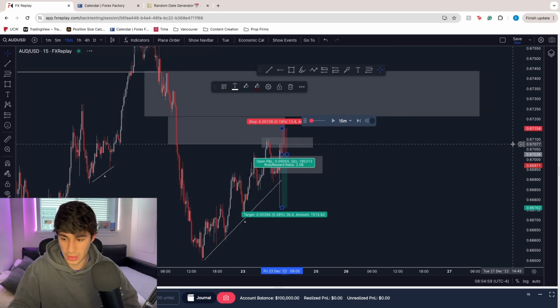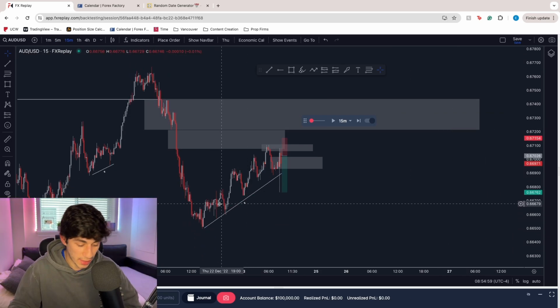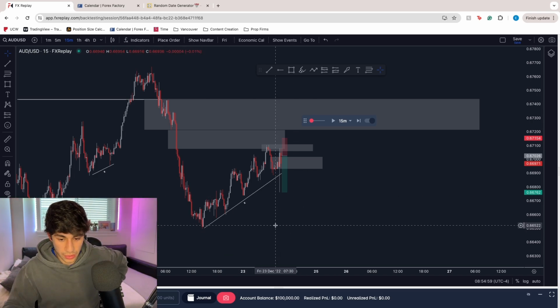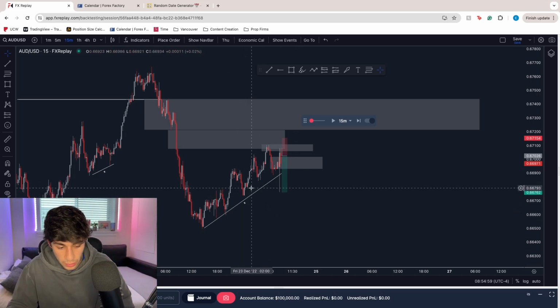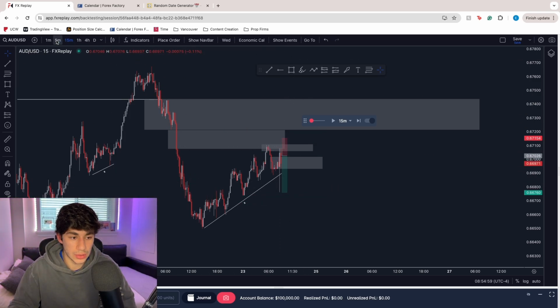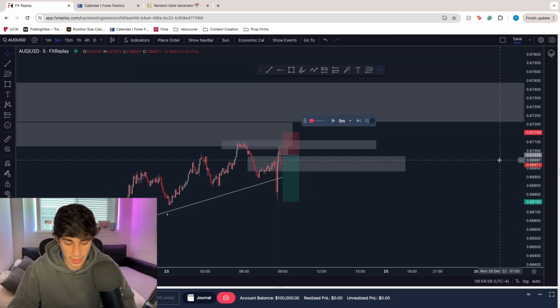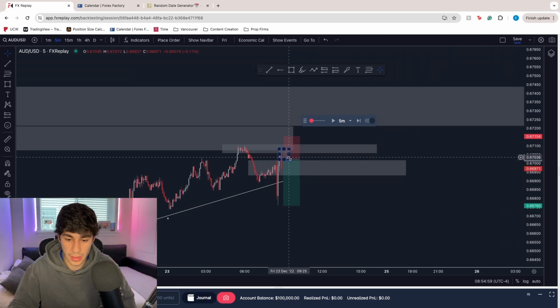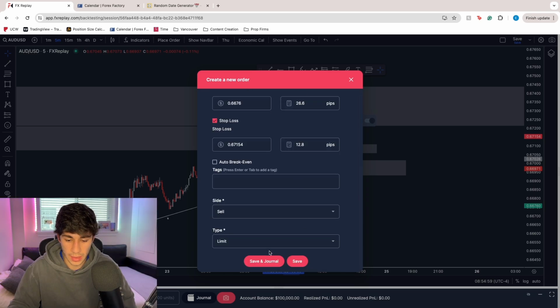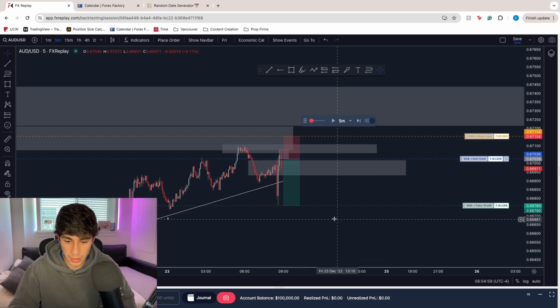Let's see, where could I target? There's a lot of liquidity, but I would like maybe to see if price is able to go lower, but this will be where I will close. So let's see if price actually activates my entry. I'm going to put my entry here, so place order 1%, and I'm going to enter in a limit order. So there we have. Let's see if price activates my order.